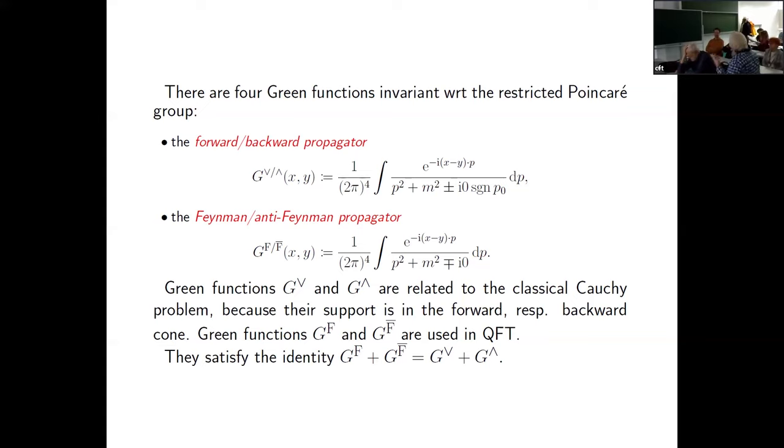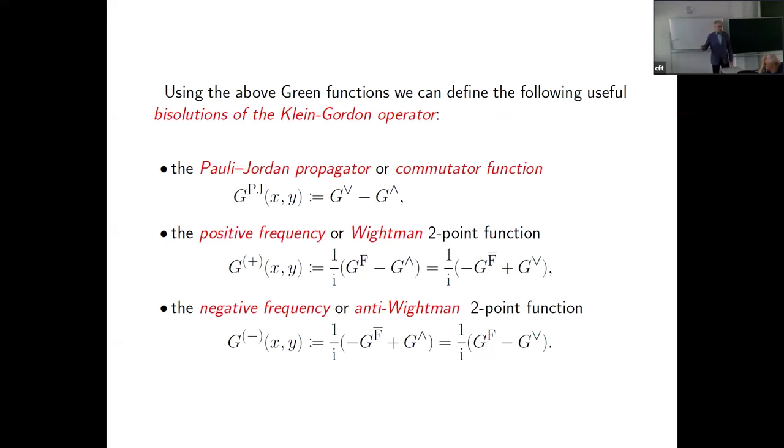You may combine them, right? There's no God-given prescription which one you have to take, except that you have a certain broader view. There are reasons why the Feynman propagator is useful in quantum field theory. From these propagators, by subtraction, you get solutions of the Klein-Gordon equation, and some of them are important for applications. So the difference of the forward and backward is sometimes called the Pauli-Jordan propagator, or the commutator function, and this is causal, and this is really very useful.